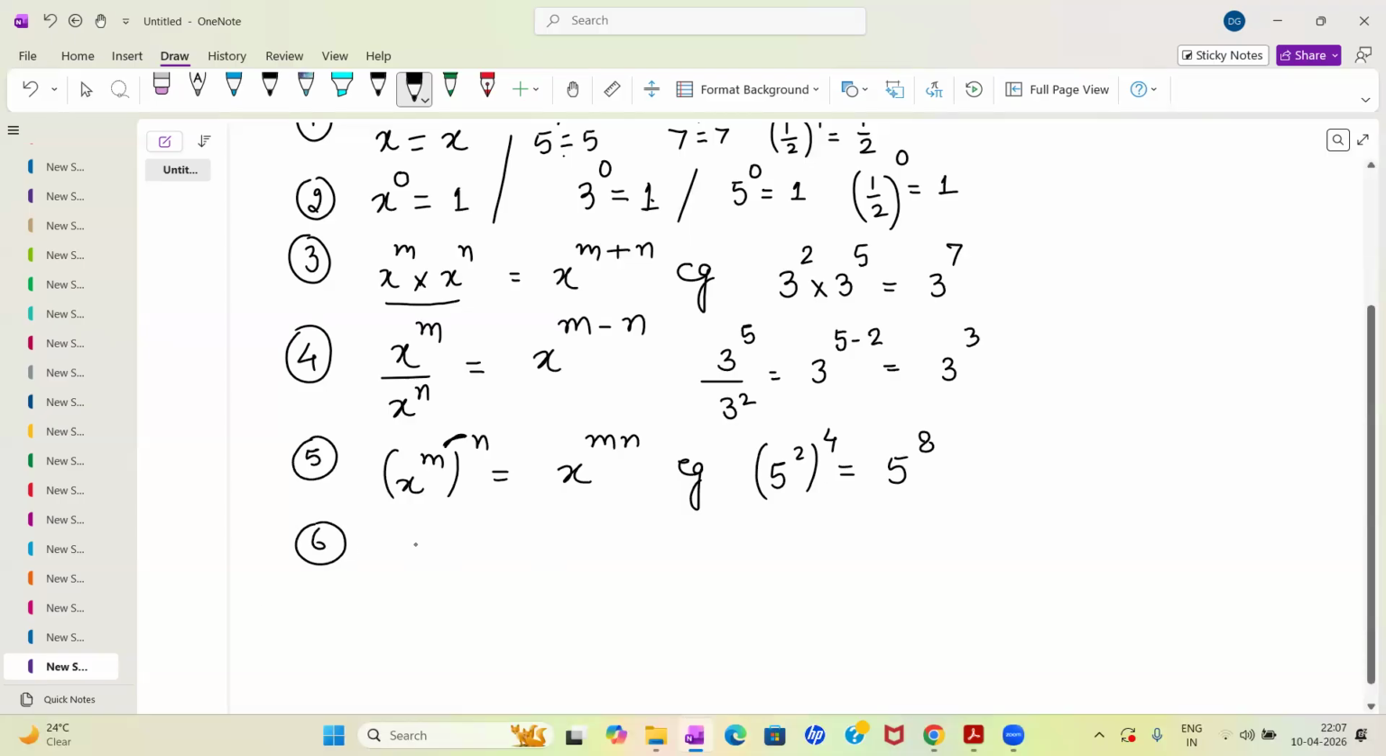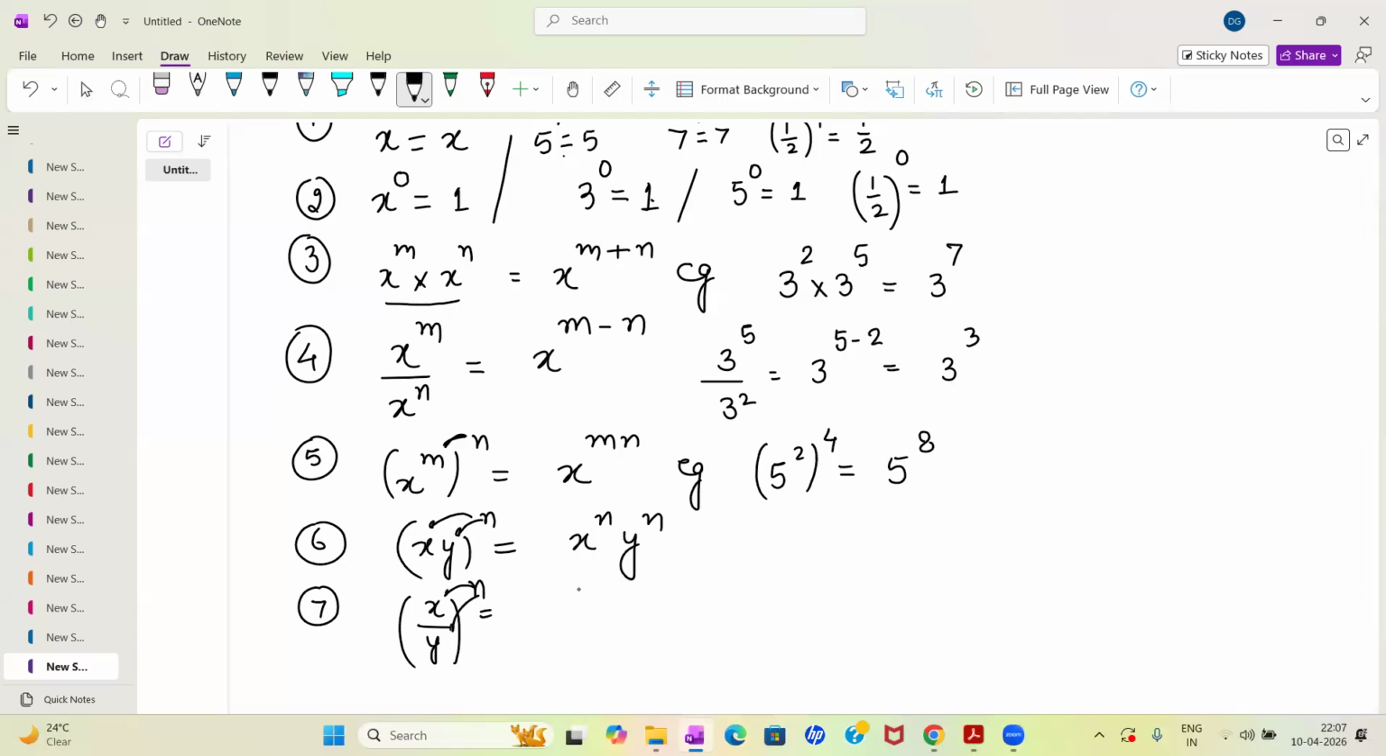Now the sixth one is xy to the whole power n. Here, n will be the power of x and also the power of y. So it will be x to the power n, y to the power n. Similarly, if it is in divide form, n will be the power of x and also the power of y. So it is x to the power n over y to the power n.